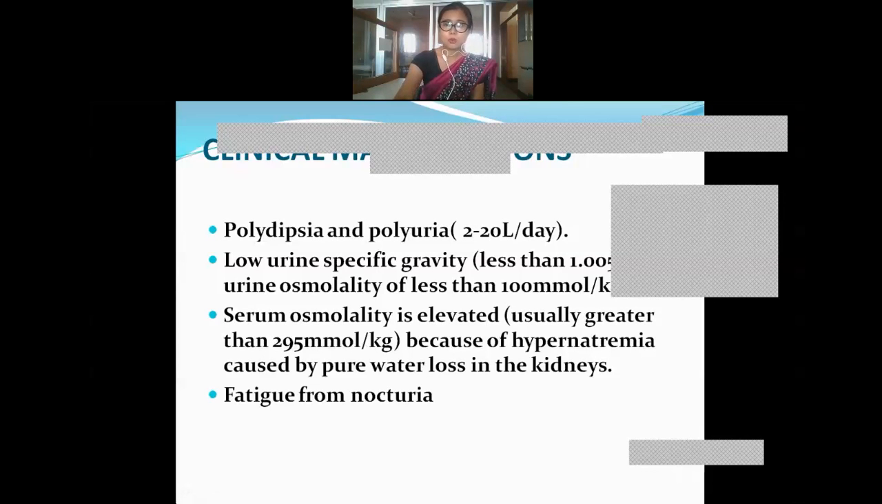And fatigue from nocturia. What is the meaning of nocturia? Anybody? Meaning of nocturia.